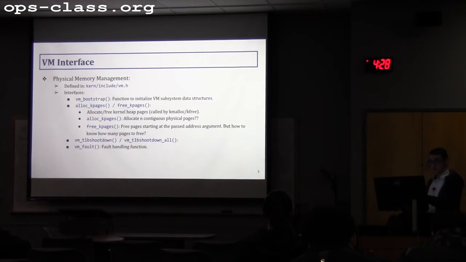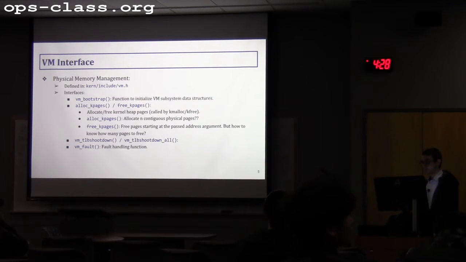Also the TLB shutdown, all this basically will flesh out a TLB entry. You don't need to worry about these. What you need to worry about for your first deadline is the alloc kpages and the free kpages and the VM bootstrap. The VM fault and TLB shootdown and shootdown all are for the second and third deadlines.